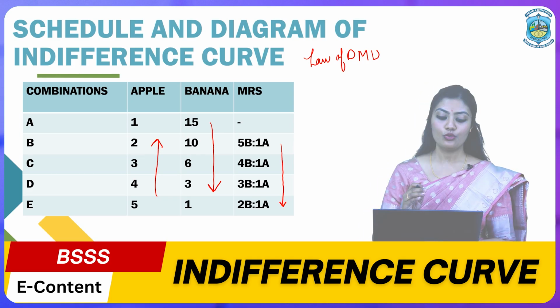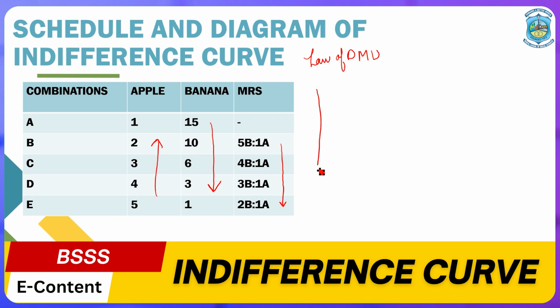Now we will try to make a graph of this schedule to understand this concept in a better way. We will plot the x-axis and y-axis. For the x-axis we will take apple, and for the y-axis we will take banana. We will plot the values 1, 2, 3, 4 and 5, and for the y-axis we will go with the table of 3.